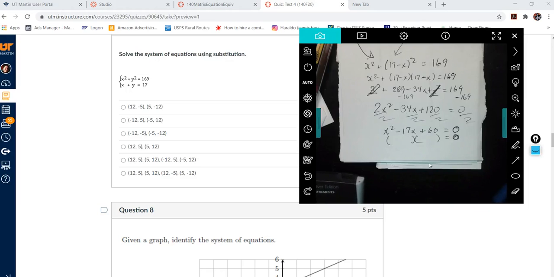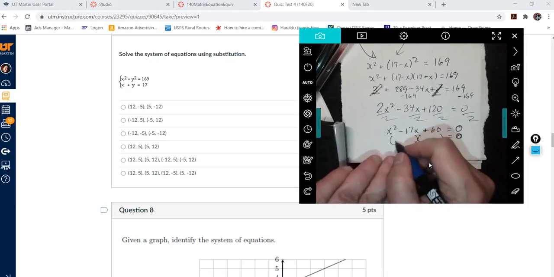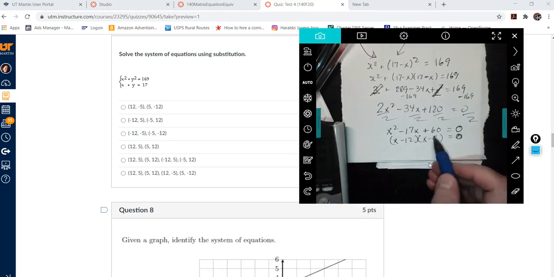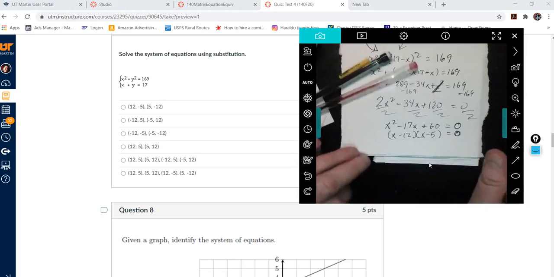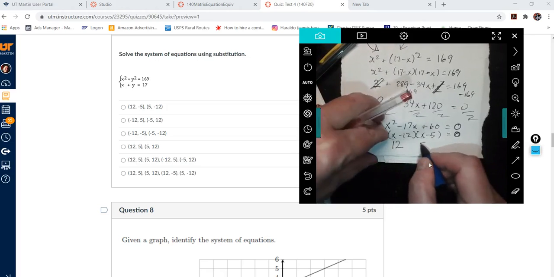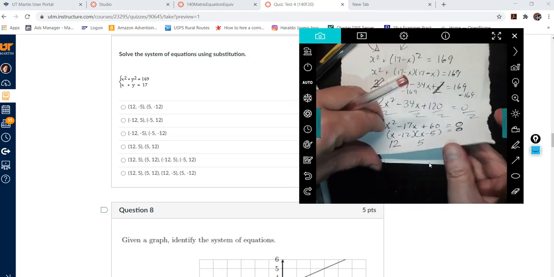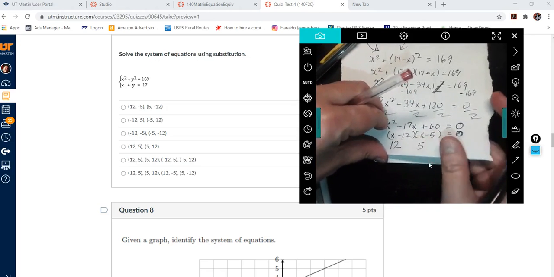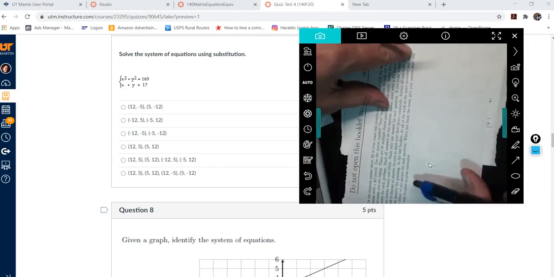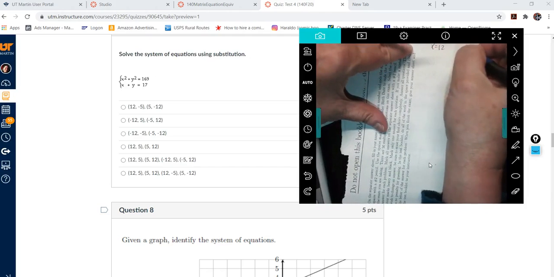What else could I have? 60 divided by 5 is 12. Okay, so I could have negative 12 and negative 5. So when I multiply those two, I get positive 60, and when I add negative 12 and negative 5, I get negative 17. So my solutions here are x is 12 and x is 5. So what happens if I've got x is 12 and x is 5?